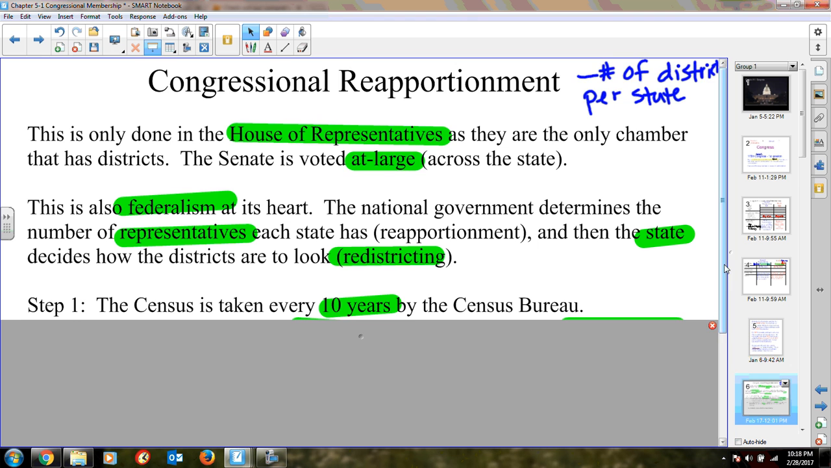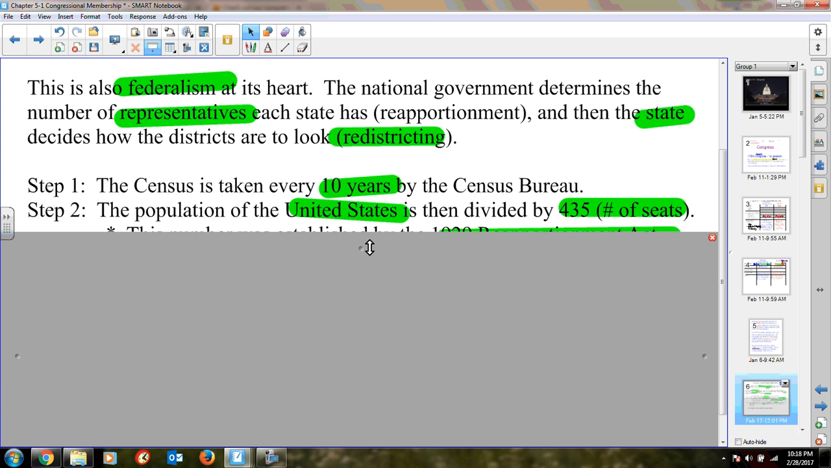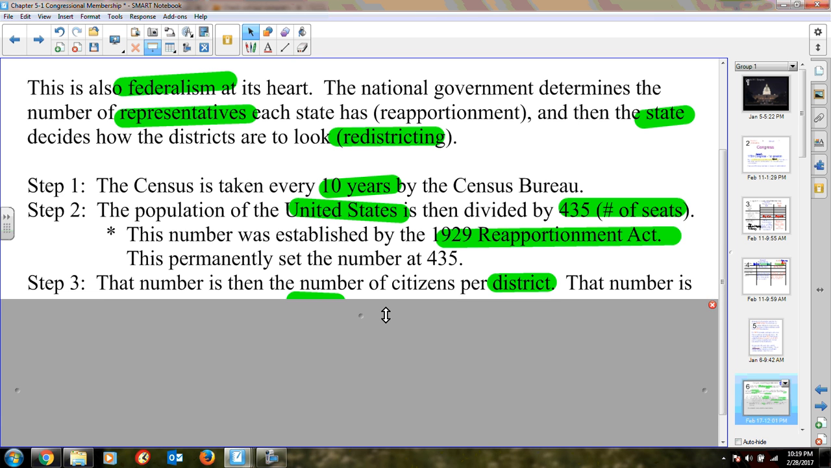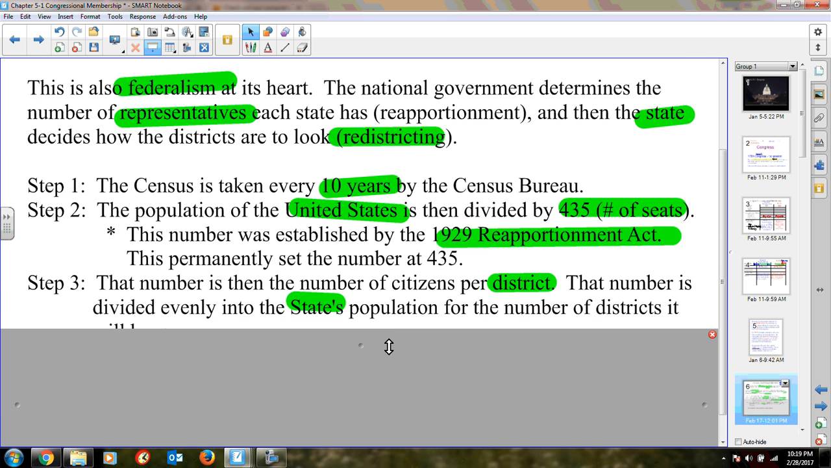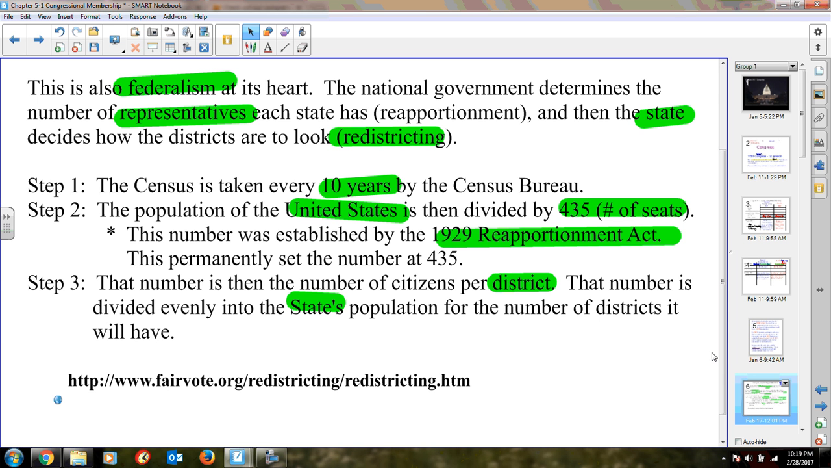So step 1 is you have to take the census. You got to know what the population of the United States is. And we are gearing up for that census in 2020. Right now, the Census Bureau is doing its hiring, because it takes a long time to gather all of that information. They take the population of the United States and they divide it by 435 members. Remember, that's because of the Apportionment Act. That's going to give you a number of citizens per district. You take the state's population and divide it by that number, and that's going to tell you how many districts a state has.